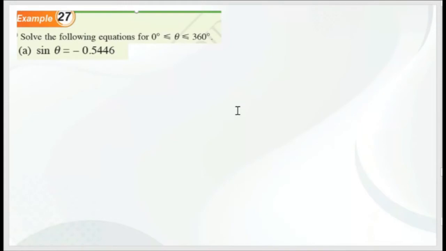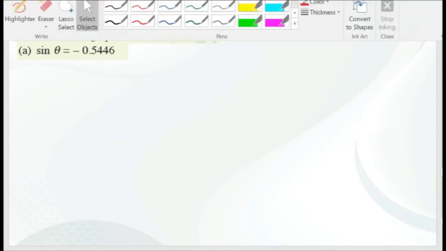Okay, and now we go to this question. Actually, I discussed these questions already. Never mind, we do it again. Okay, we have the same pattern questions before. Never mind, we drill again. Okay, we look at example 27. Solve the following equations. You see, it gives you the angles. The angle is in the degree form. Okay, we like it in the degree form.